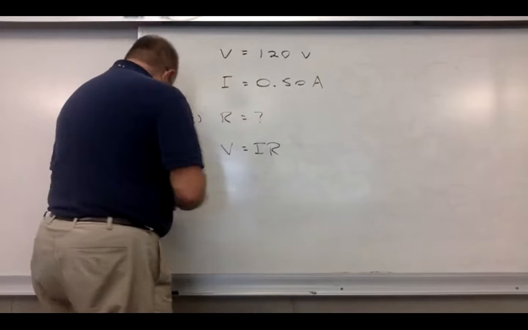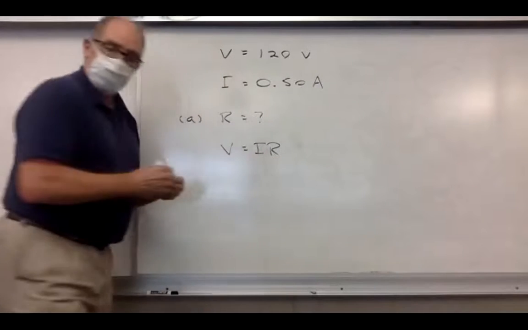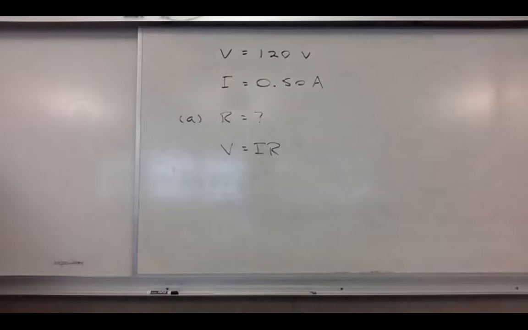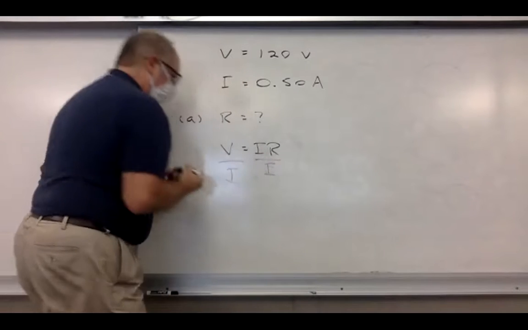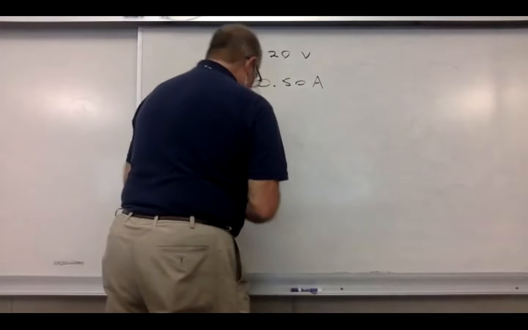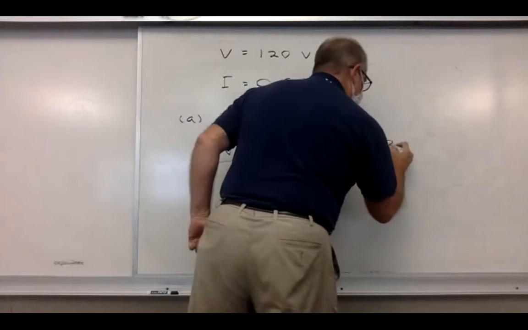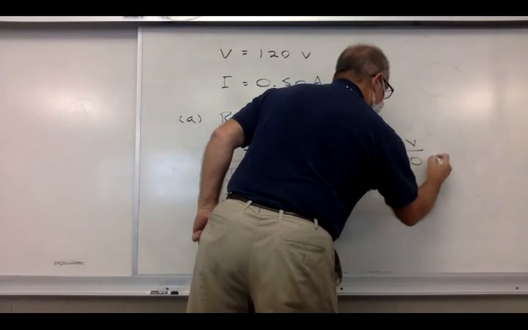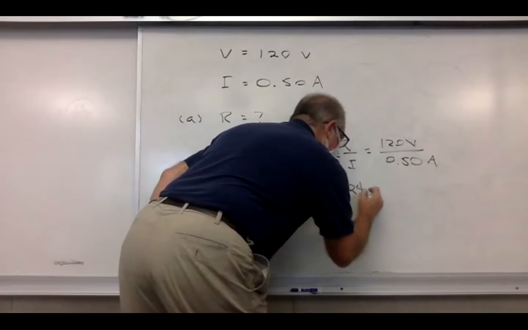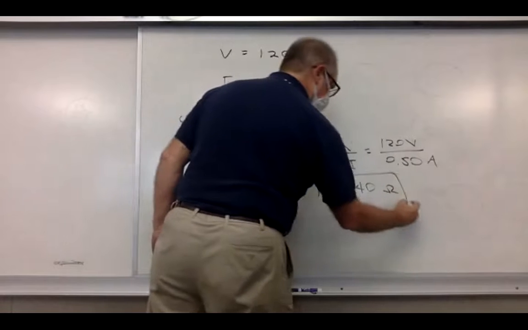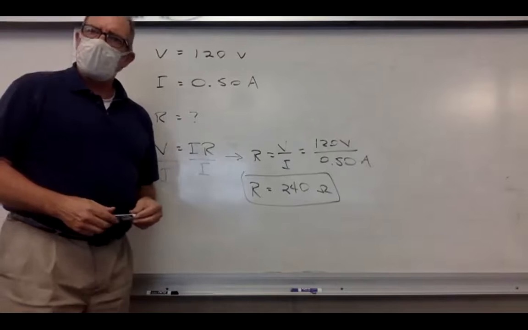I'm solving for R, so that involves dividing out the I. And what we get out of that is that R is equal to V over I, which is 120 volts over half an amp. 120 divided by 0.5 is 240. So the resistance is 240 ohms. Okay. It's your basic Ohm's law problem.